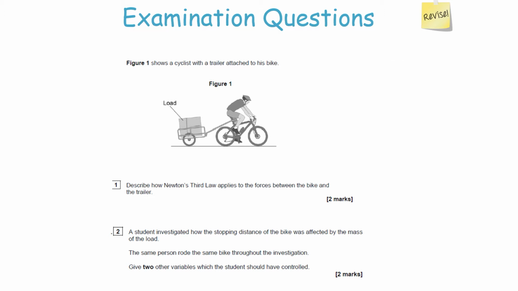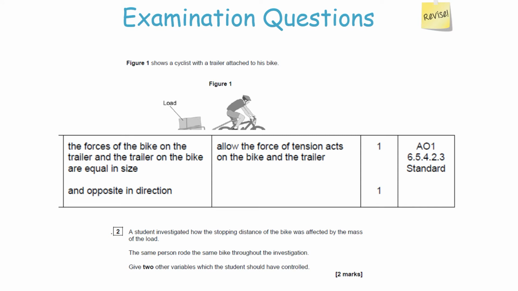Right, so the first thing is you've got to explain Newton's third law. Now Newton's third law is that when you have 2 objects, in this case the load and the cyclist, they will exert equal yet opposite forces of the same type on each other. So you can say that in this instance, and you've got to actually link it to the situation given in the question, the forces of the bike on the trailer and the trailer on the bike are equal in size, yet are opposite in direction, and it's the same type of force.